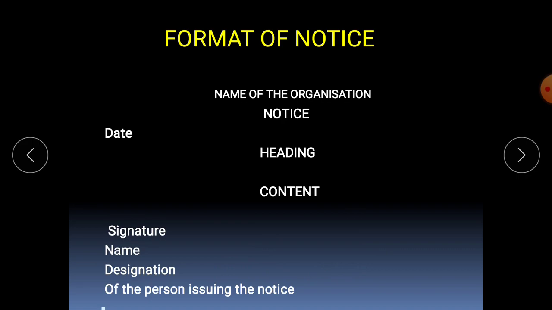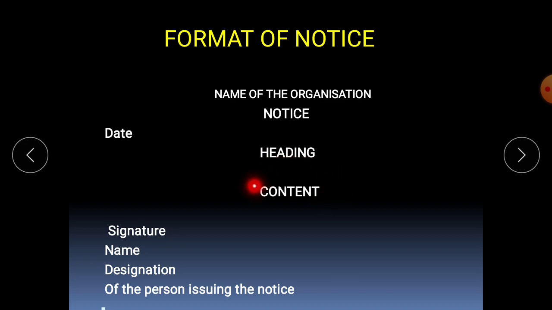So what is there in the format of a notice, beta? In the very first line, you have to write down the name of the organization or institution in capital letters. Then in the next line write the word notice. After notice, on the left side, we will write the date in the correct format. After the date, a suitable heading should be there according to the content.